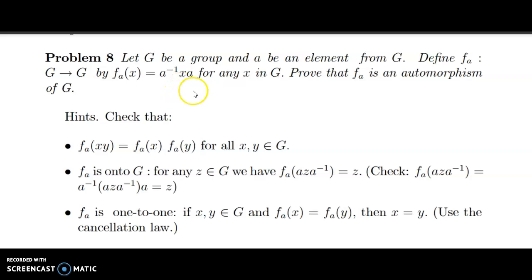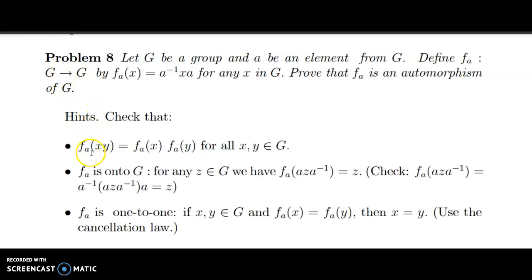Problem 8. Let G be a group and A be an element from G. Define F sub A to be the map from G to G defined by F sub A of x equals A to the negative 1 x A for any x in G. Prove that F sub A is an automorphism of G.